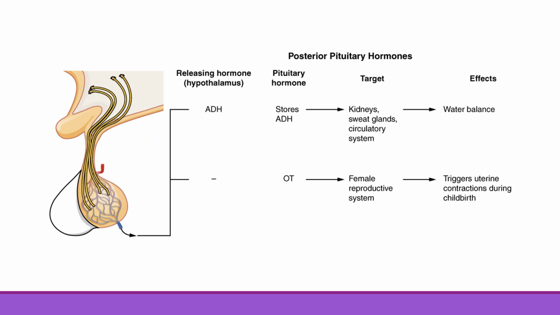So just a review slide of posterior pituitary hormones, right? So ADH and oxytocin. Here they're using OT as the abbreviation. Like I said, in other books you'll see it as OX. It shows you some important information. What is the releasing hormone, if there is one? What is the hormone? What is the target? What is the effect? That's what you need to know about every single one of these.